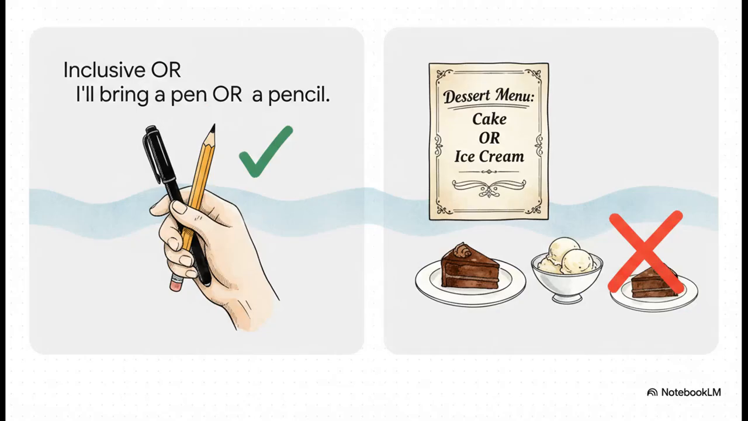So in day-to-day talk, "or" can be kind of fuzzy, right? Like if I say, "Hey, I'll bring a pen or a pencil," and I show up with both, you're not going to call me a liar. But if a menu says your meal comes with cake or ice cream, you'd definitely be a little surprised if they brought you both. That second meaning, that's what we're talking about. In logic, that's called exclusive or, just XOR for short. The rule is simple. It's one or the other, but not both.